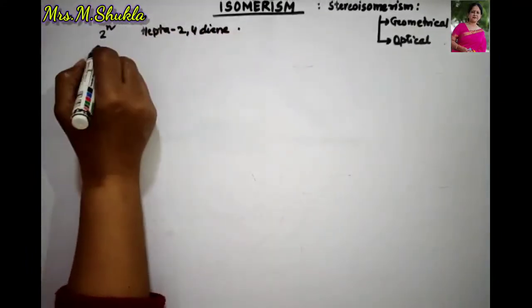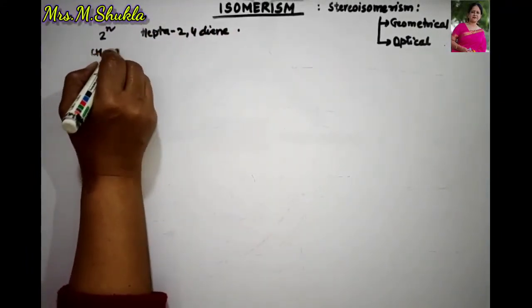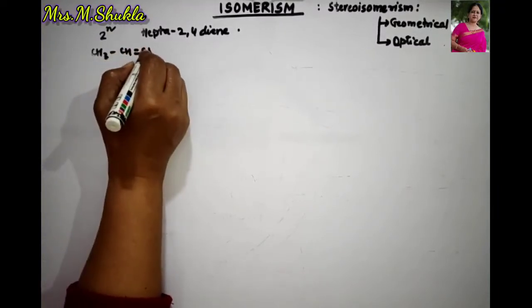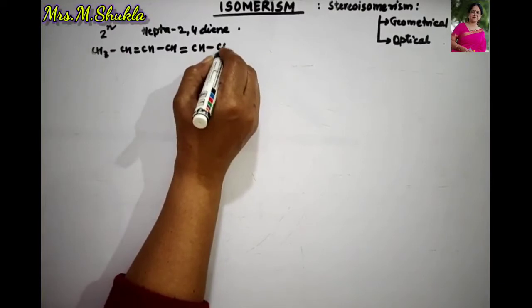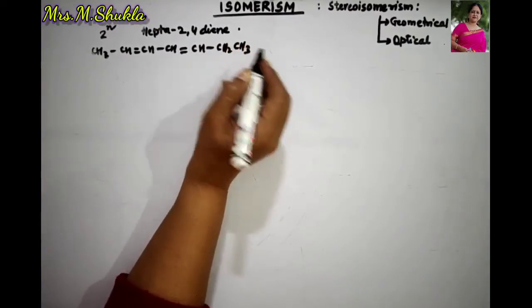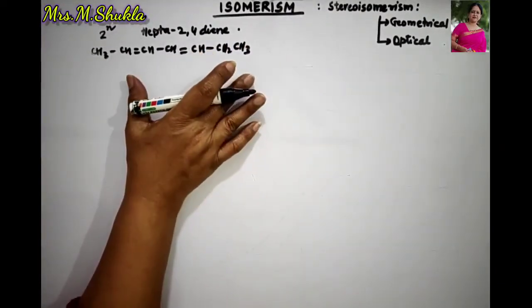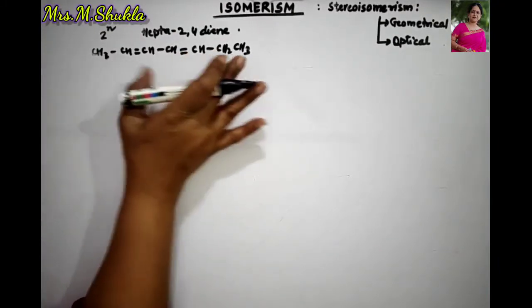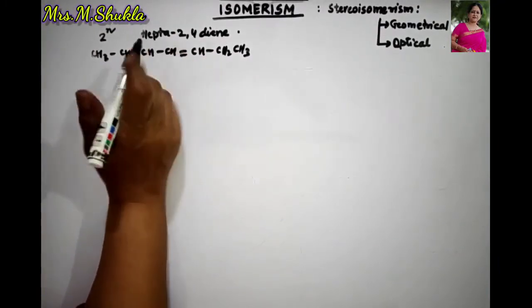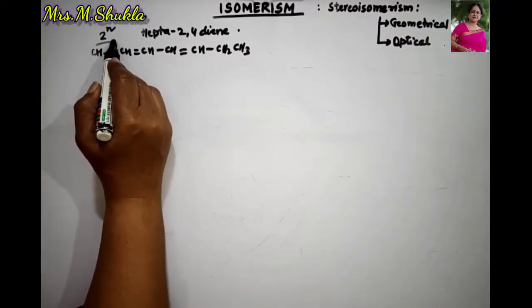Like for example, in your hepta-2,4-diene. Now here if I draw it, CH3, CH, double bond, CH, CH, double bond, CH, CH2, CH3. So here what do you see? Here the ends are the same, CH3, CH3. So here you are going to use the formula 2^n.